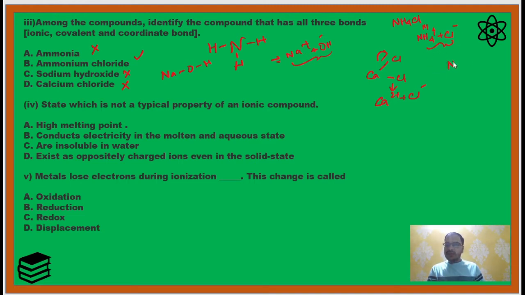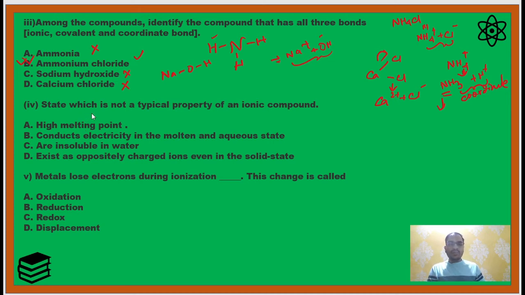Now NH4+ is formed from ammonia plus a hydrogen ion. Here we will be seeing a coordinate bond, and ammonia itself has a covalent bond, as discussed here. So this is the correct option. Okay.